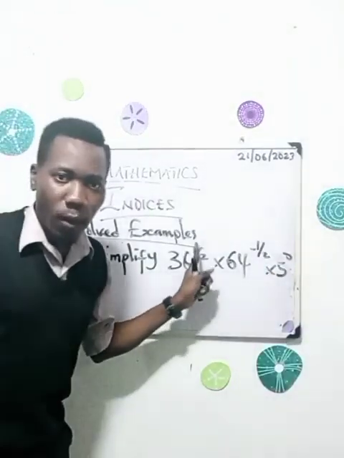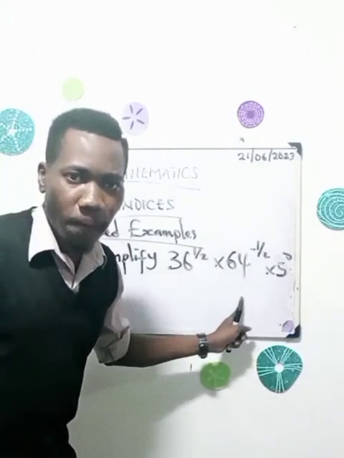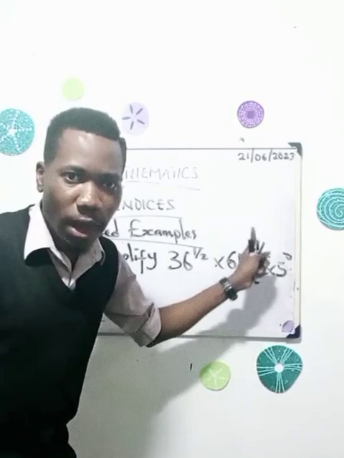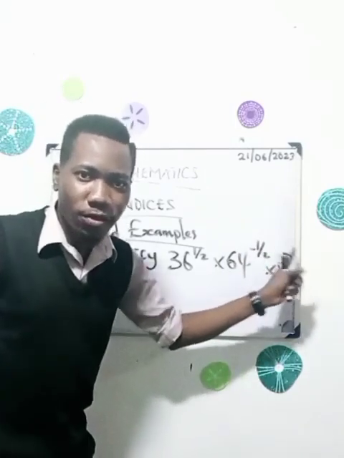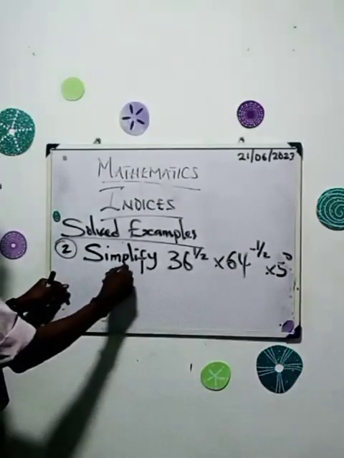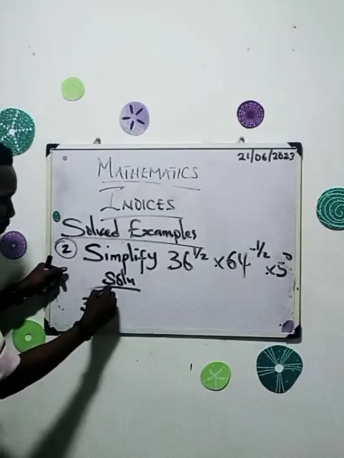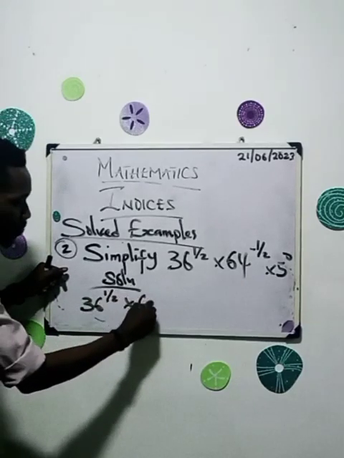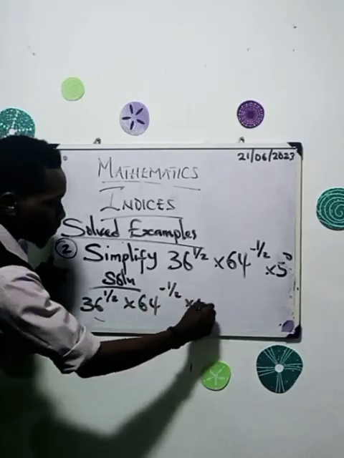36 raised to the power of 1 over 2 times 64 raised to the power of minus 1 over 2 times 5 raised to the power of 0. So let's solve this. Alright, so 36 raised to the power of 1 over 2 times 64 raised to the power of minus 1 over 2 times 5 raised to the power of 0.